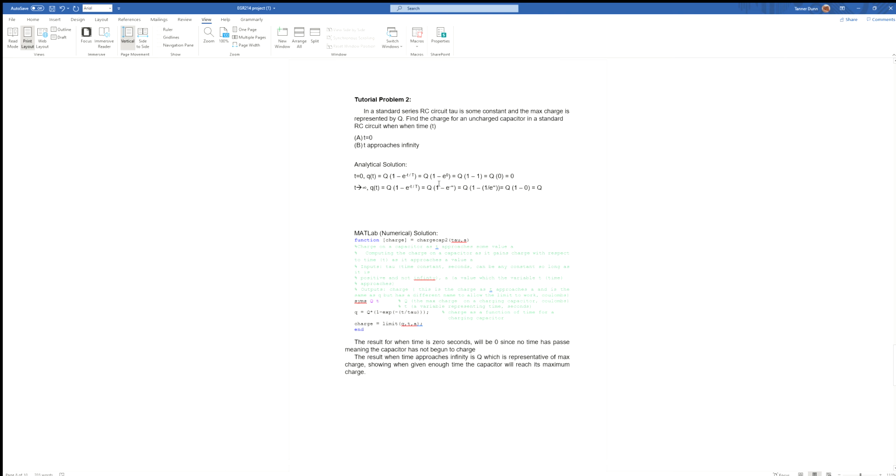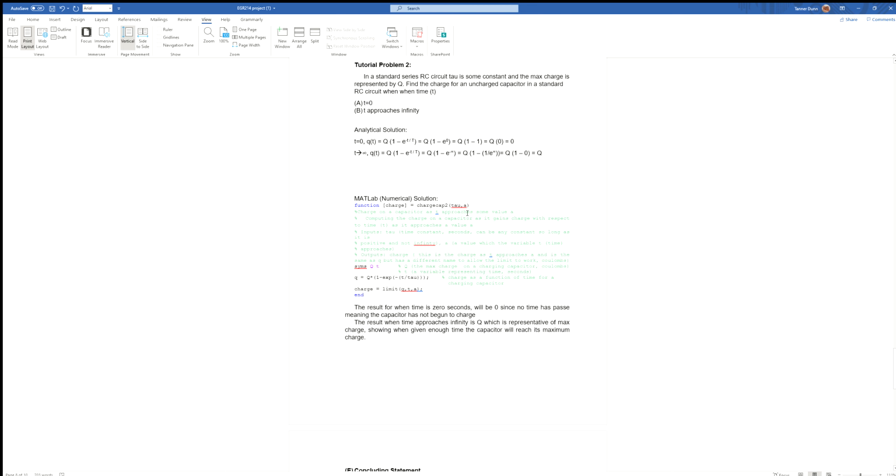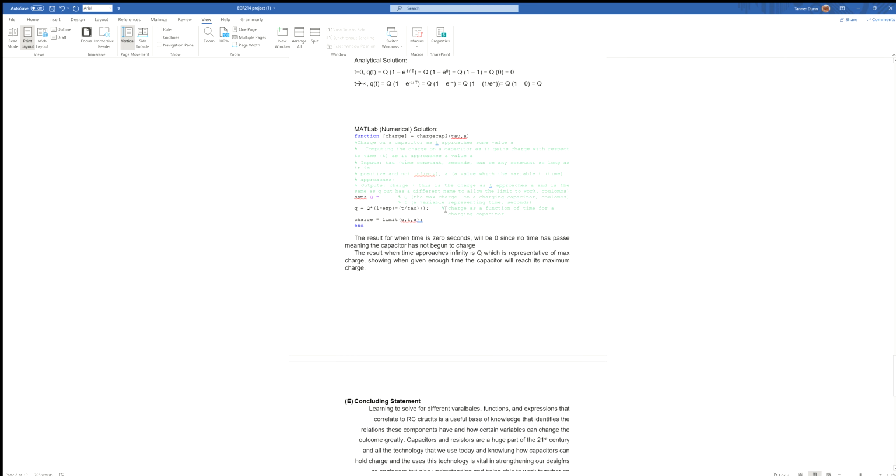If t equals infinity, again, since this is a negative value, that's 1 over e to the infinity, which equals 1 over infinity, which is approximately 0. Our charge would equal max charge, which makes sense. An infinite amount of time would allow you to gain max charge.